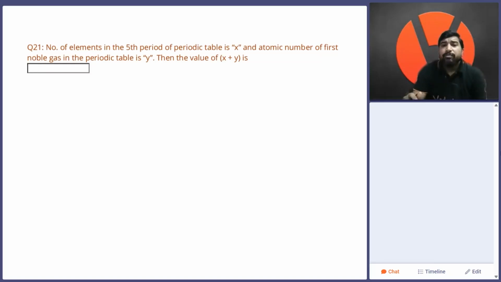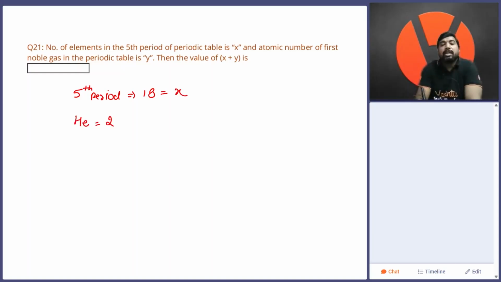The number of elements in the fifth period. So how many elements are in the fifth period? There are 18 elements present in the fifth period. That is X. So the value of X is 18. And the atomic number of the first noble gas: helium is the first noble gas and the atomic number of helium is 2. This is Y. So we just need to find X plus Y, that is equal to 20.